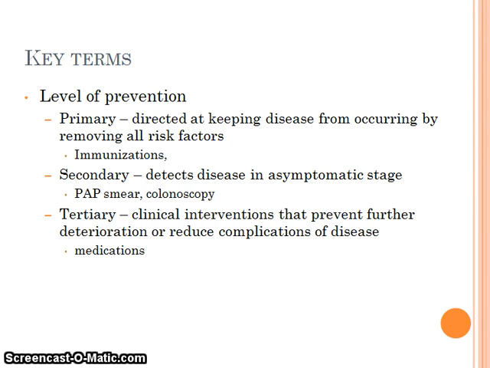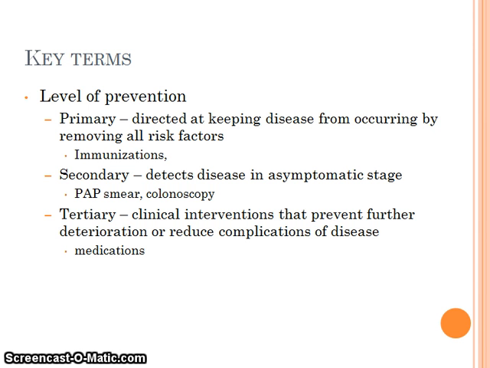When we look at diseases, we're often concerned about preventing them because nobody really wants to get sick, right? So we have levels of prevention. There's primary, secondary, and tertiary. Primary is geared at us keeping the disease from occurring at all. So what can we do to keep people from getting sick? One of our biggest ones is vaccines, immunizations, right? We give out the chickenpox vaccine, the flu vaccine to try and prevent it from occurring.